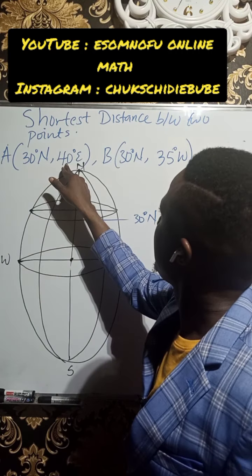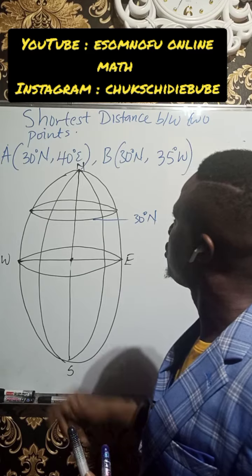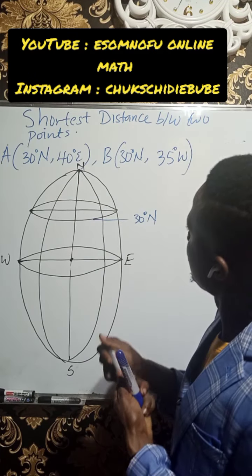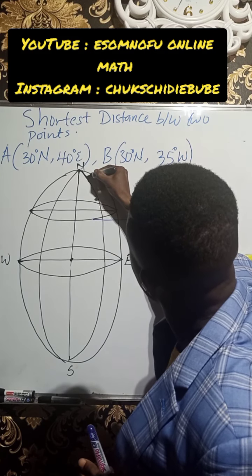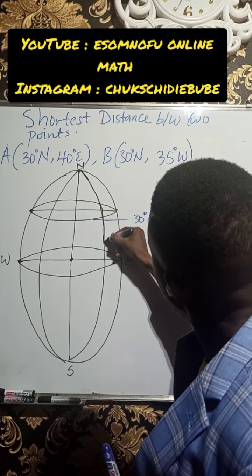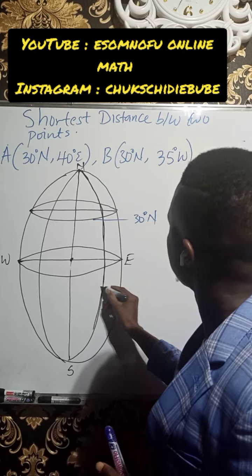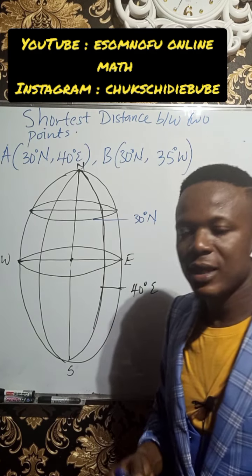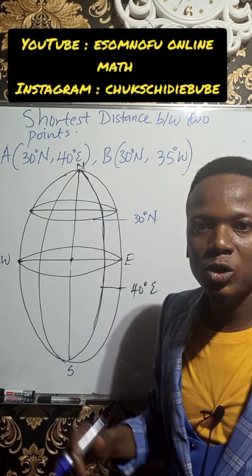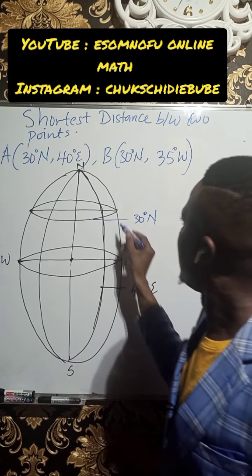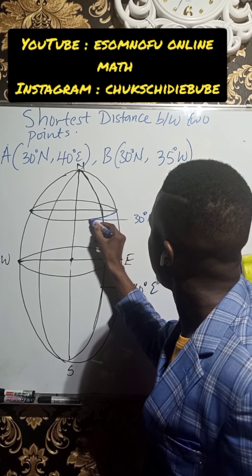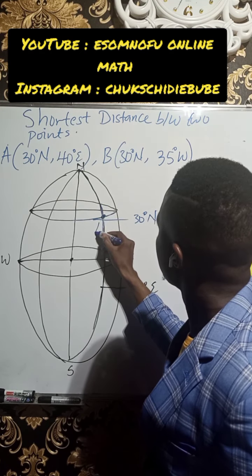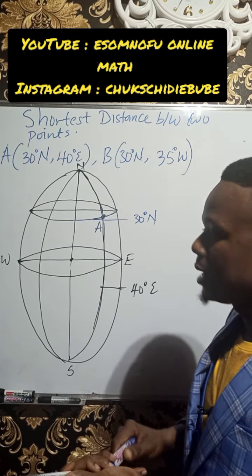Now A is at longitude of 40 degrees east, look at this side is east. So let me assume that this particular line is at 40 degrees, so I will call it 40 degrees east. The point of intersection of latitude and longitude will give us the point we are looking for. Look at the latitude here, while here is the longitude, and they meet at this particular point. So here can be called point A.